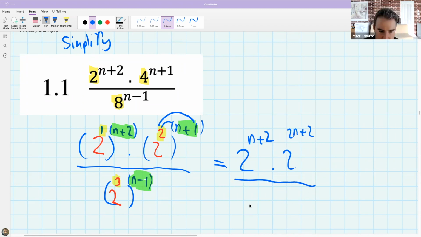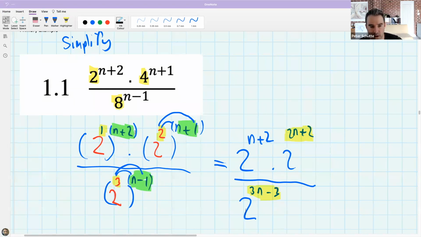And on the bottom, when I go 3 times n, we get 3n, but we don't get 3n minus 1. We get 3n minus 3. The thing that I've seen in my years of teaching is that students forget that the 2 inside needs to be multiplied by both. Give me a thumbs up if you understand how I got this bit and this bit, because that's really, really important.